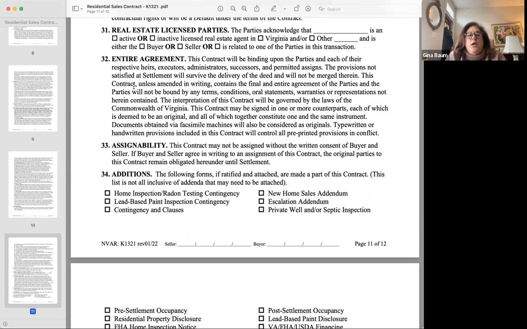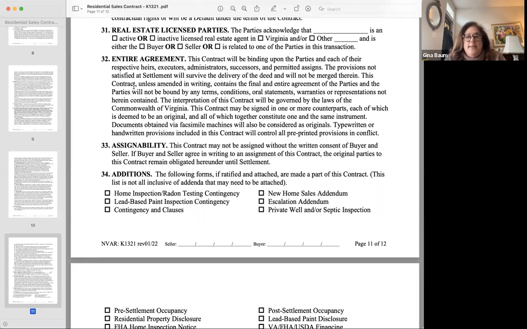Assignability. This contract may not be assigned without written consent of buyer and seller. The buyer and seller agree in writing to an assignment of this contract. The original parties to this contract remain obligated hereunder until settlement. Okay, so even if you assign that contract to someone else and all the parties agree, that contract remains the original party's contract until it's settled.